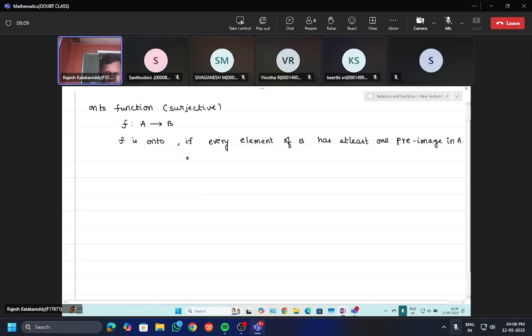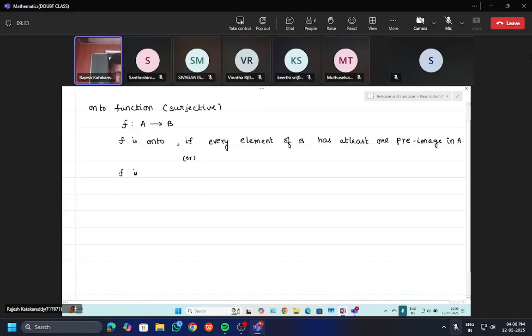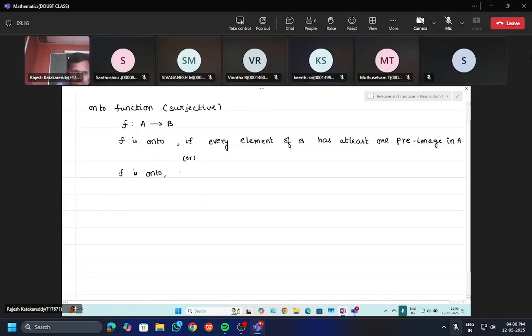Another definition we also say is: f is onto if the codomain of the function is equal to the range. For any function, if the codomain is equal to the range, then that is an onto function, right? Let us take a small example on two small sets.